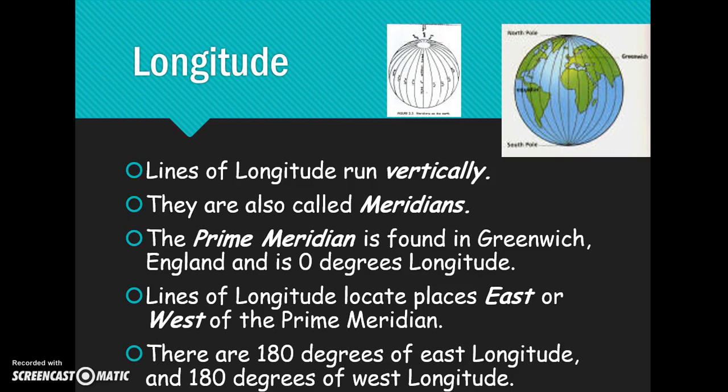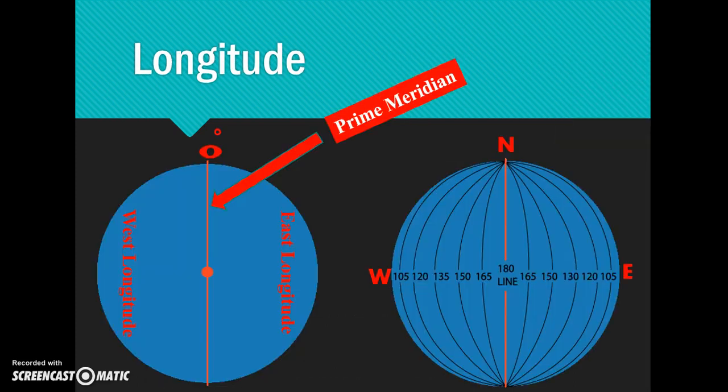As you can see at the diagram at the top, lines of longitude get closer together as they near the poles and further apart as they span the equator. Here we have the prime meridian and a visual of east longitude and west longitude. You can see north and south at top and bottom and west and east on either side. See the 180 degree line is opposite of Greenwich, England.